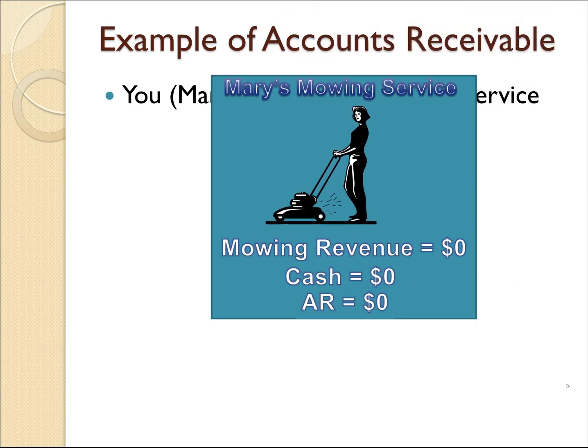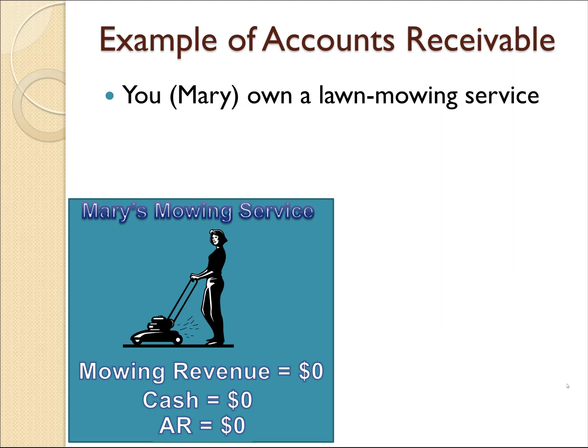Mary owns a lawn mowing service. She mows lawns. So as you can see down here in the lower left, she's starting off with $0 of cash, $0 of AR. Now AR, remember, stands for accounts receivable. And looks like she has a mowing revenue of $0, so she must be a brand new business.